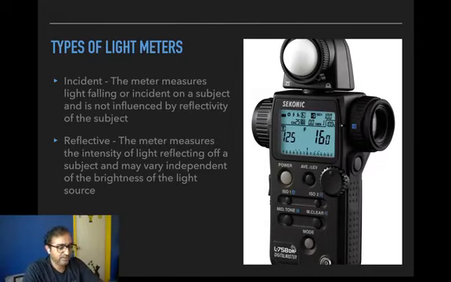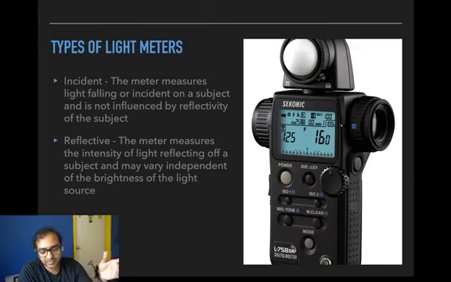Before that, we're just going to talk about the kinds of light meters that exist. There are basically only two kinds: the incident light meter, and the reflective light meter.